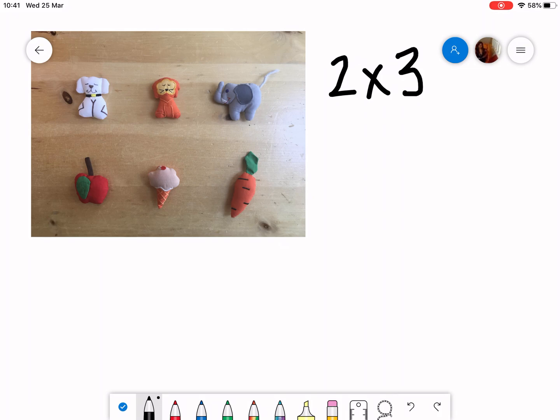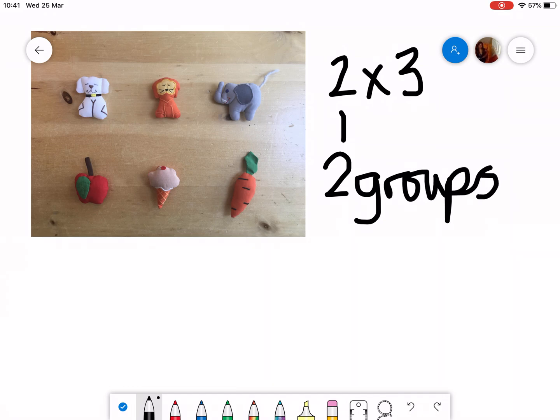So the first question was 2 times 3, and you can see on your screen that I have created an array for 2 times 3. So let's just go through how I did that. So remember that the first number in your multiplication sentence is the number of groups. So we have 2 groups. So this is 2 groups. And the second number is how many you have in each group.